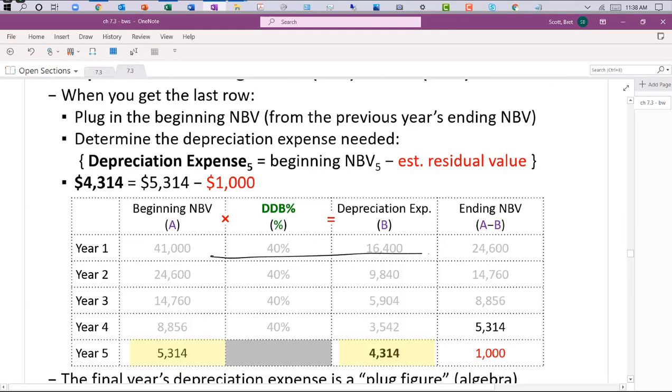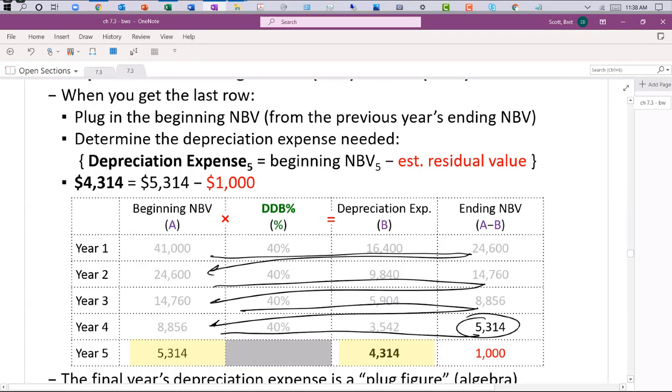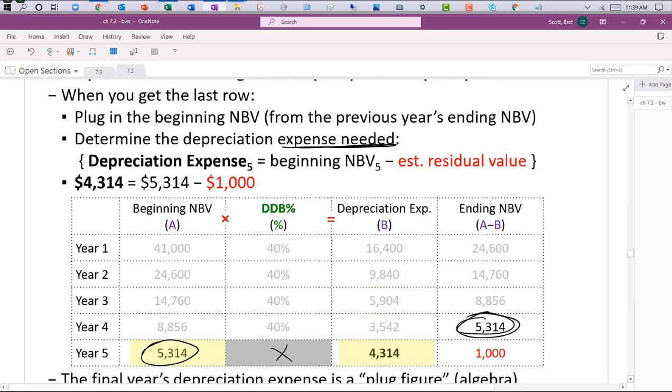So we go boom, boom, boom, boom, and we get to this last row. So plug the ending net book value from the second to last year over into year 5. Now, determine the depreciation expense needed. You don't want to multiply it by a rate. What you want to do is compare the ending $1,000, our residual value, with 5,314. What do you need for depreciation expense to get a residual value of 1,000? You need 4,314.